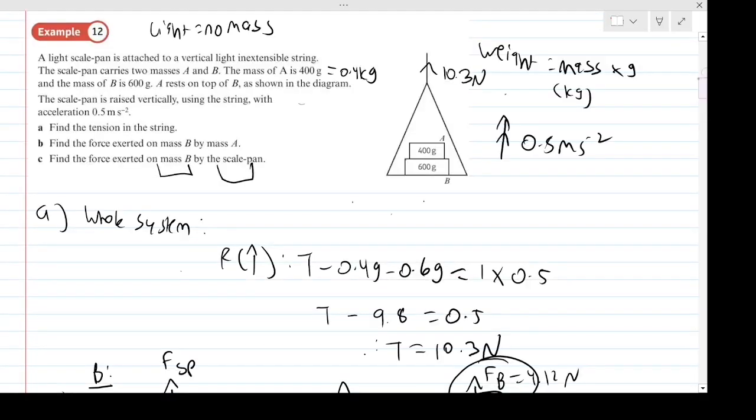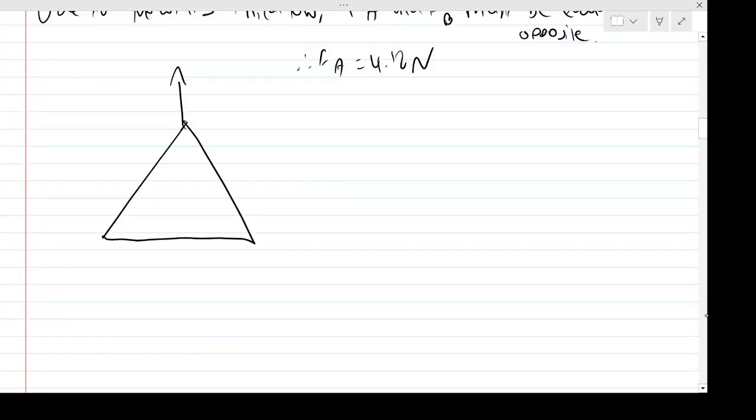Alternatively, what you could do instead is consider, like I did with A and B, the scale pan in its own right as well. So the scale pan, remember, is this triangle, and then it has the tension force. Now the tension force in part A, if we go back, is 10.3. Now, the scale pan is only in contact with B, right? This is B. Now think about it. What is the force that B creates onto the scale pan? Again, B is a mass. It's going to want to pull it down, kind of like its weight. So B is in contact with the scale pan. So again, B creates a contact force with the scale pan.